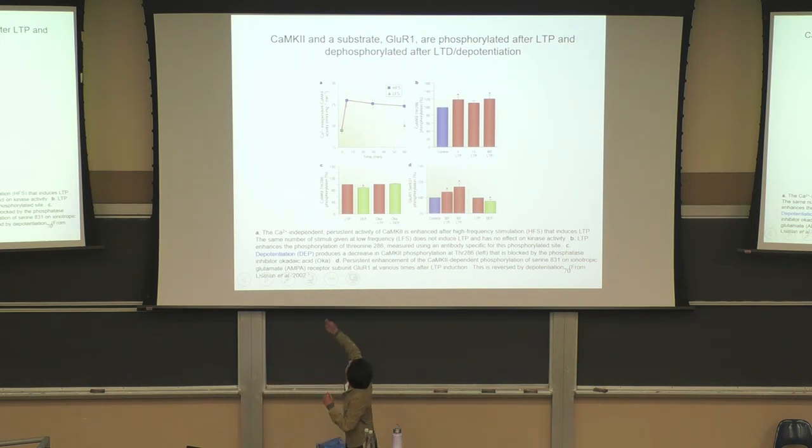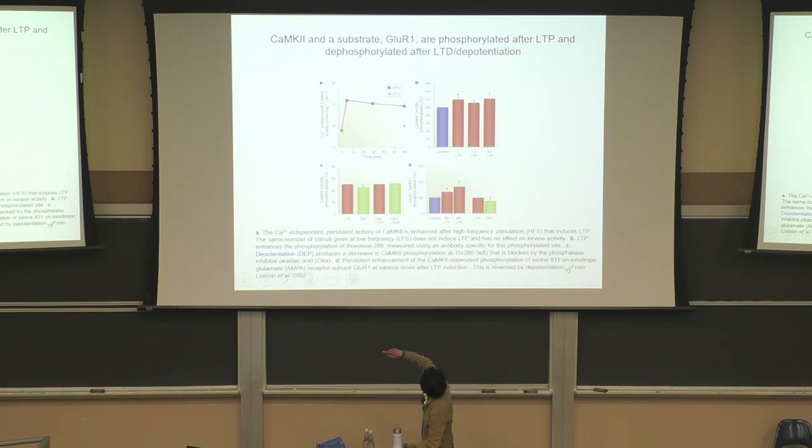GluR1 is a subunit of the AMPA receptor that is being phosphorylated. When the AMPA receptor is phosphorylated, it's being phosphorylated here in this subunit called GluR1. And phosphorylating this strengthens the ionic conduction potential of the AMPA receptor to increase the synaptic strength.